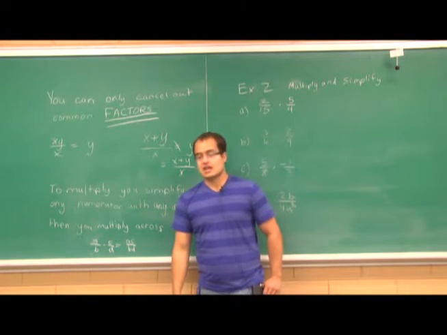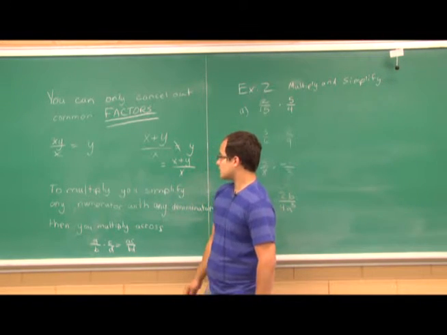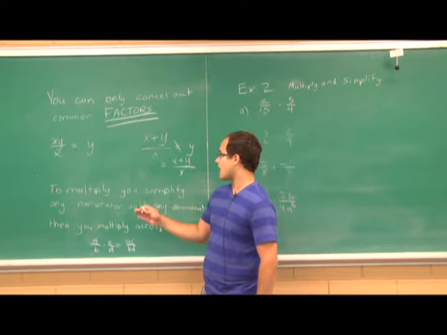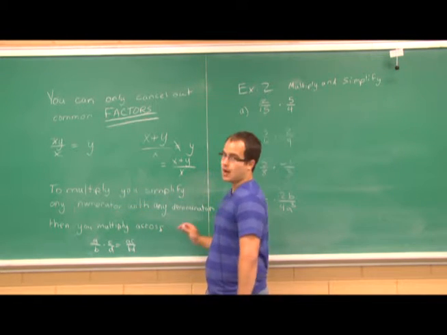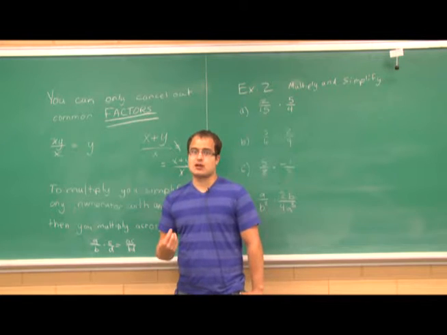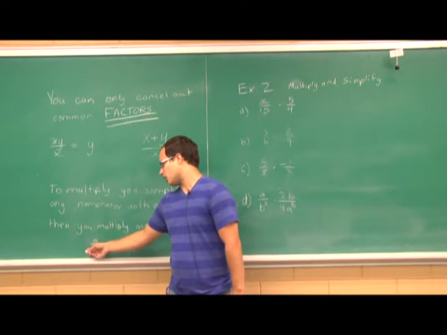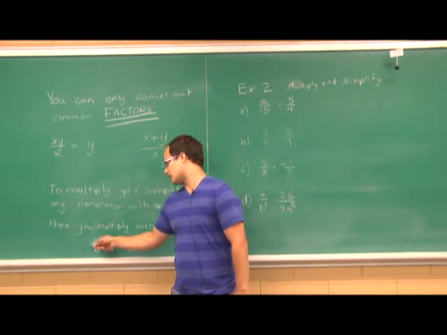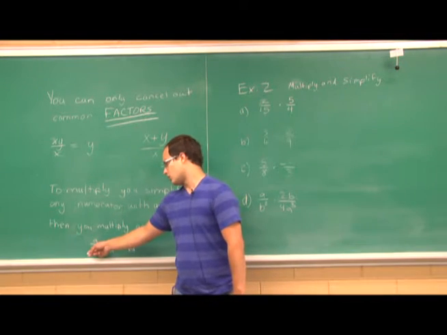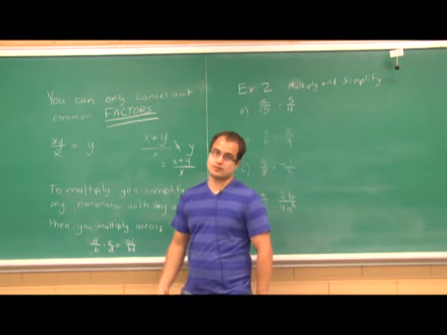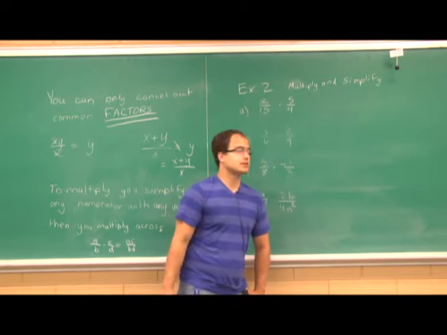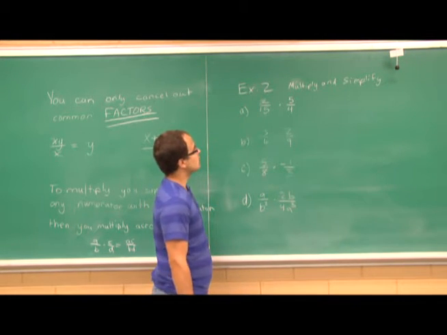Now on to multiplication. To multiply fractions, you simplify any numerator with any denominator. When I go over examples, that will make more sense. Then you multiply across. In other words, a over b times c over d equals a times c over b times d. So now let's do some examples. Example 2, multiply and simplify.